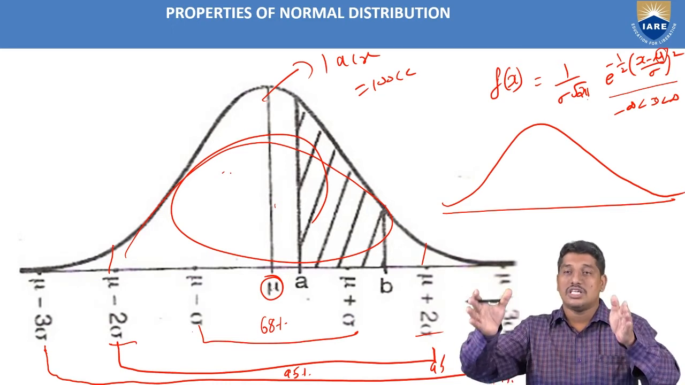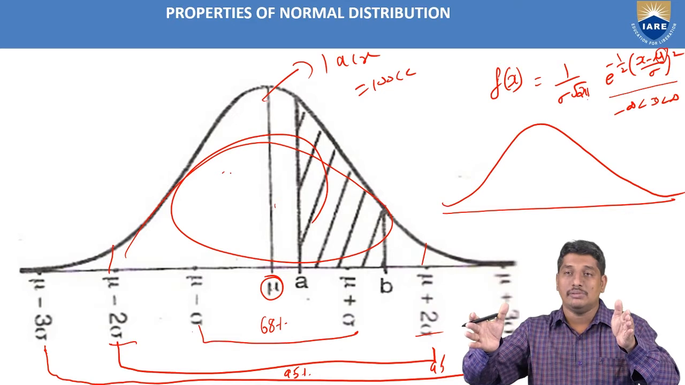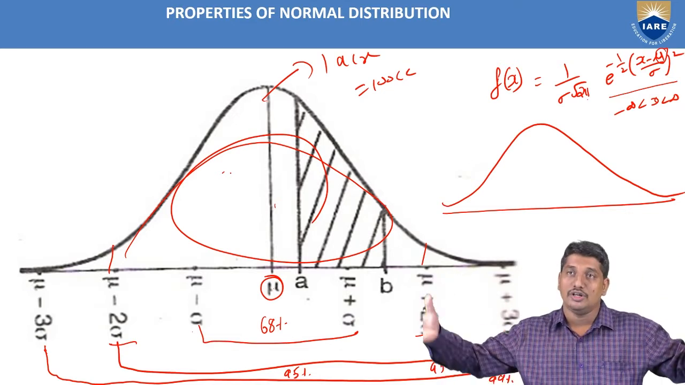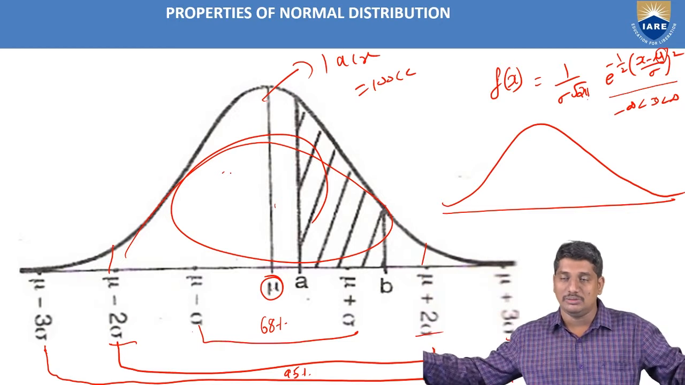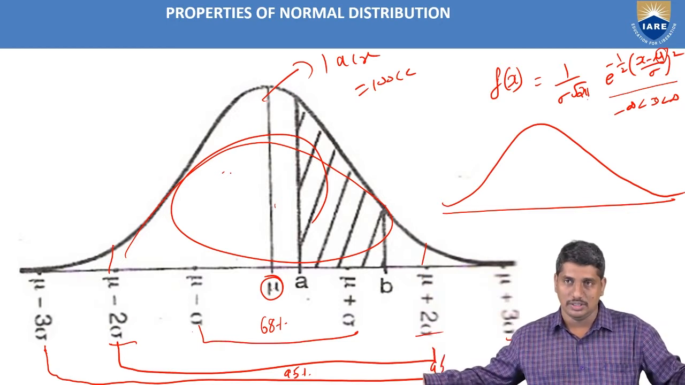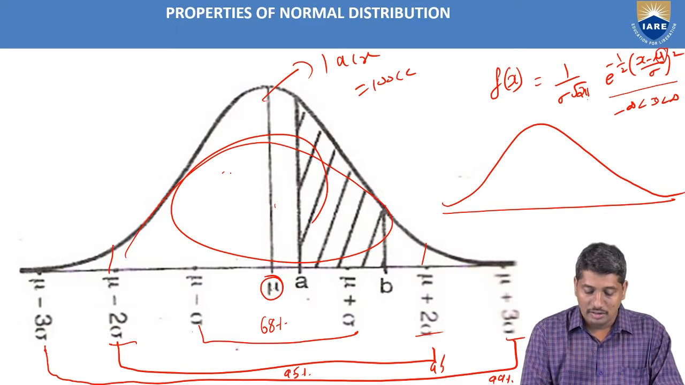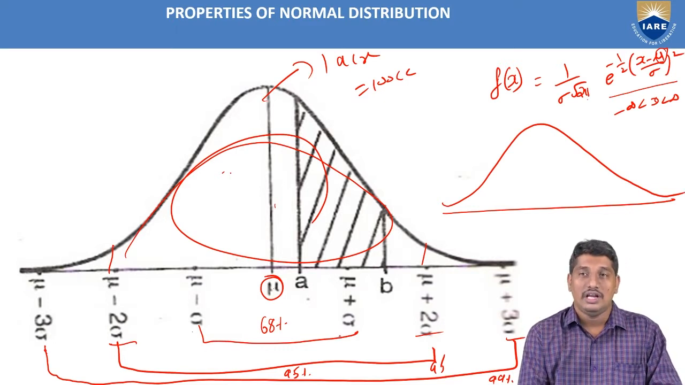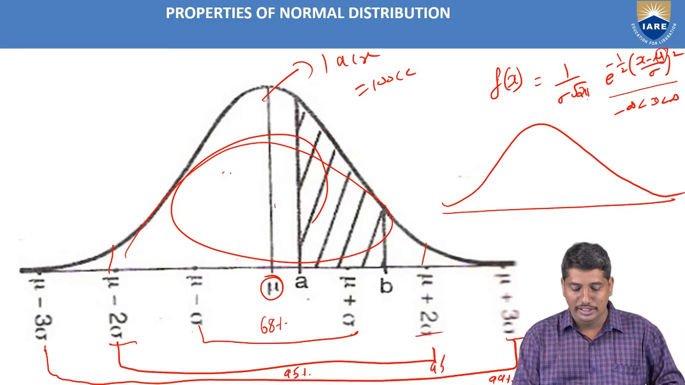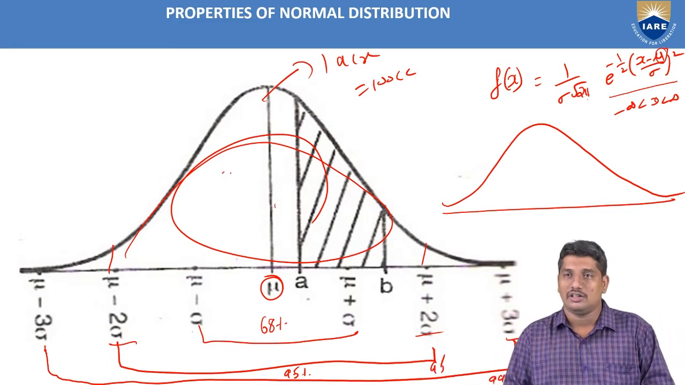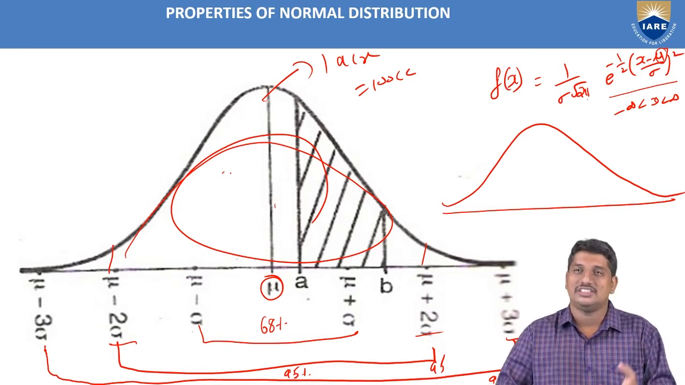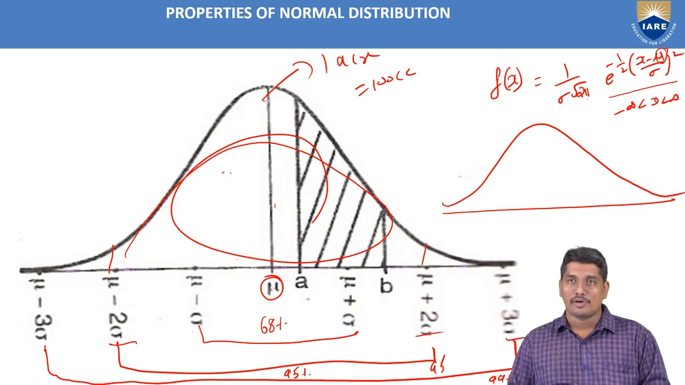Mu minus sigma, mu plus sigma, these are called first sigma limits. Mu minus 2 sigma, mu plus 2 sigma, these are called second sigma limits. Mu minus 3 sigma and mu plus 3 sigma, these are called third sigma limits. The first pair will give you 68% of the total area under the normal curve, the second pair will give you 95%, and the third pair will give you 99% of the area under the normal curve. Okay, now let us see some more interesting properties of the normal curve.